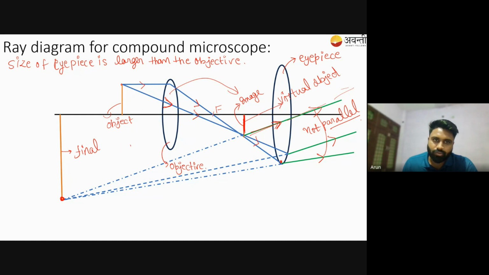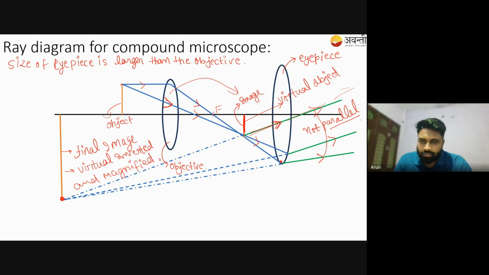Okay. So you will see that this image is virtual, inverted, उल्टी है ये, inverted and magnified.